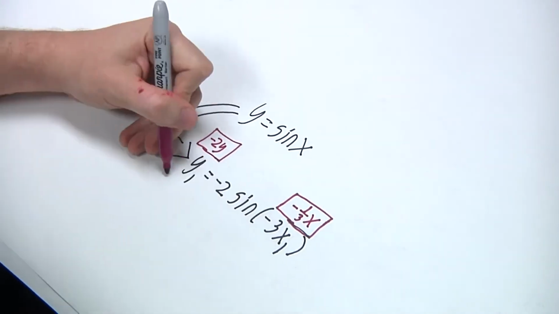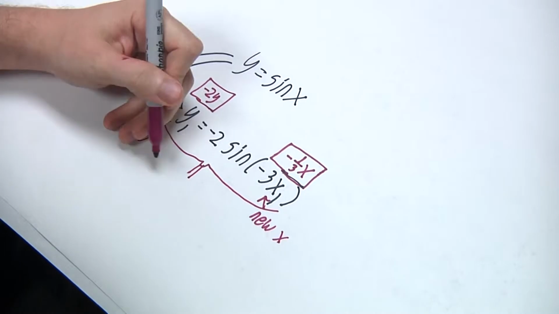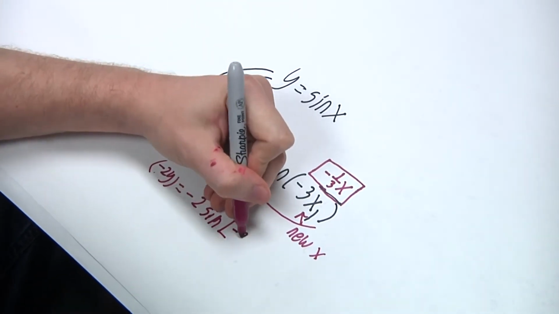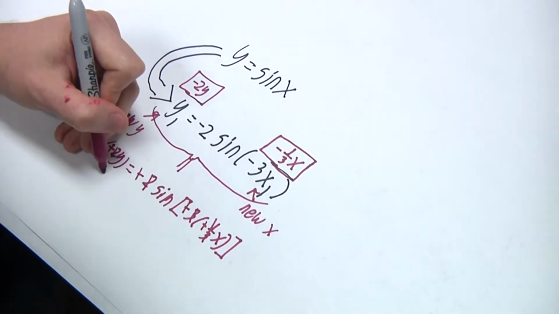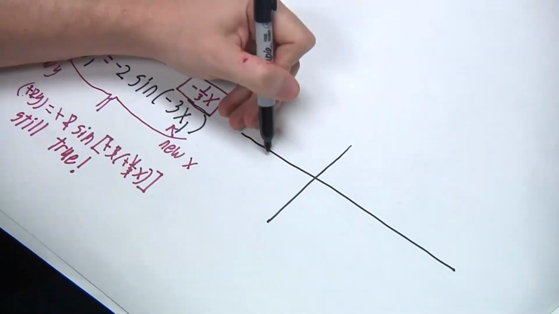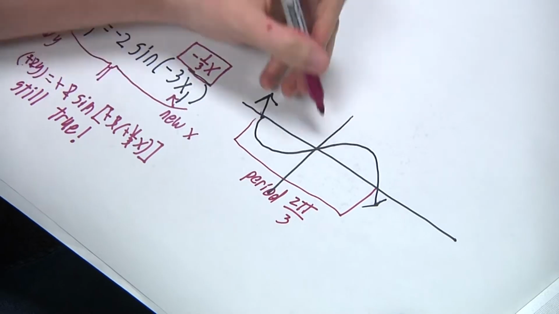What do x1 and y1 have to be for the equation to remain true? y1 equals negative 2y, and x1 equals negative 1/3 x. This implies a flip over the x-axis and a vertical stretch to 2 times the height. It was also flipped over the y-axis and smushed to 1/3 the width.